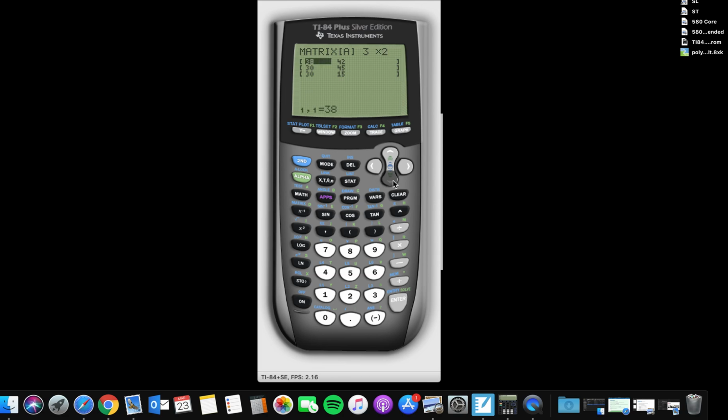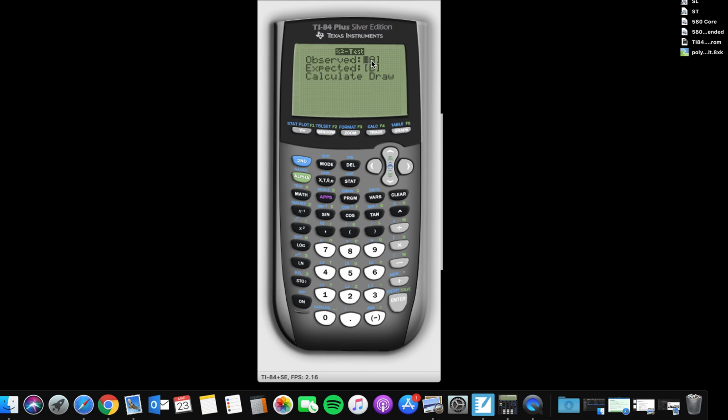Just make sure that your numbers are all correct. Once you're done, you're going to go to stat, and then to test, because you're doing a chi-square test. So test, and then you go all the way down, and for my calculator it is the C option. So this is the chi-square test.